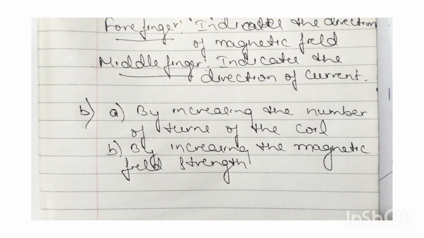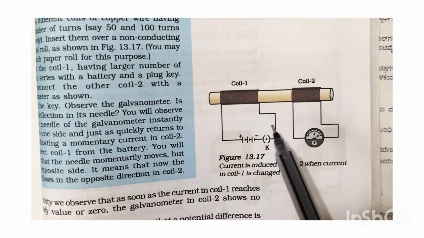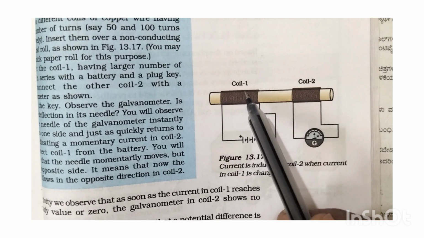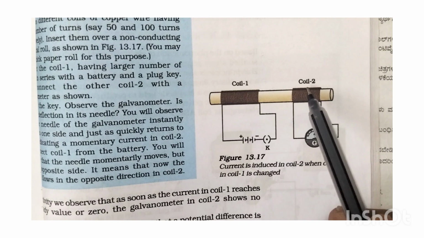So let us see the diagram for this one. This is the diagram for that question. This is coil 1, coil 1 is called the primary coil and coil 2 is called the secondary coil.